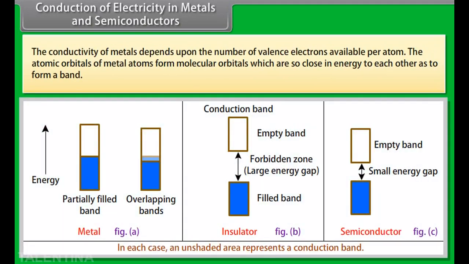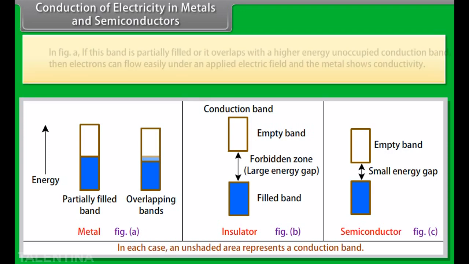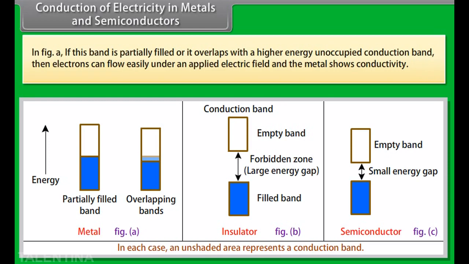The conductivity of metals depends upon the number of valence electrons available per atom. The atomic orbitals of metal atoms form molecular orbitals which are so close in energy to each other as to form a band. In Figure A, if this band is partially filled or it overlaps with a higher energy occupied conduction band, then electrons can flow easily under an applied electrical field and the metal shows conductivity.